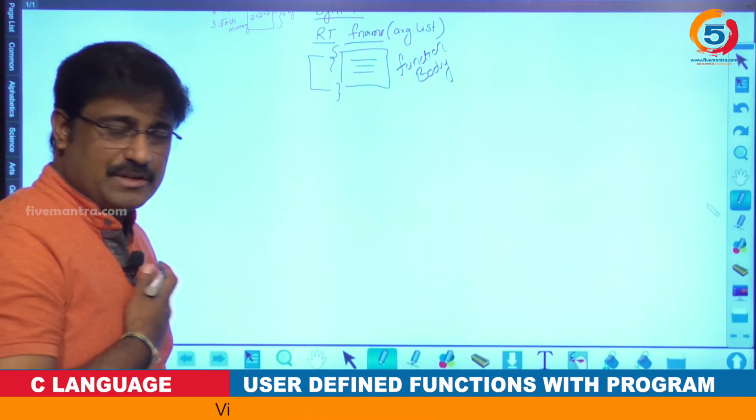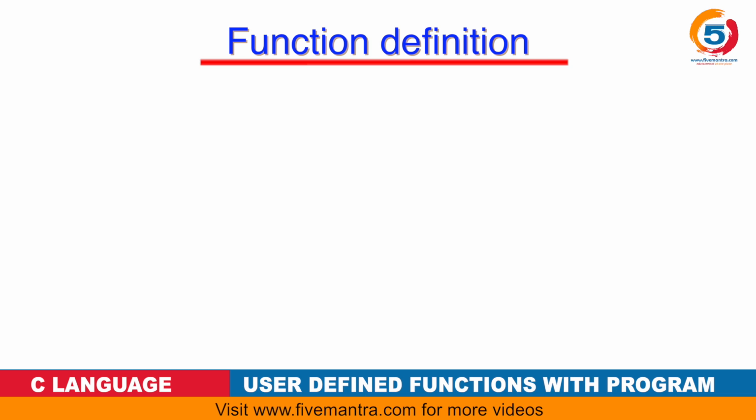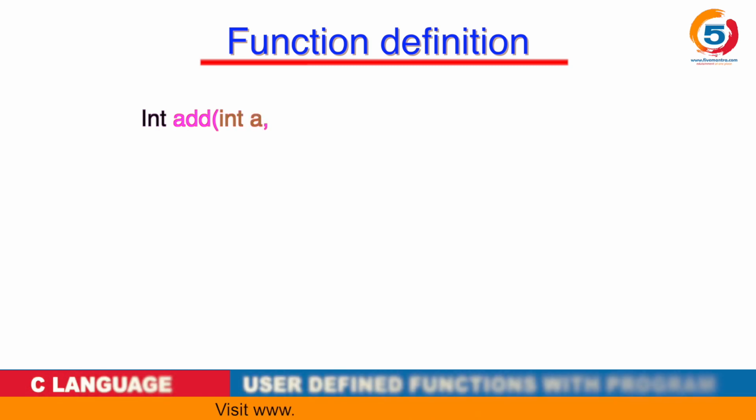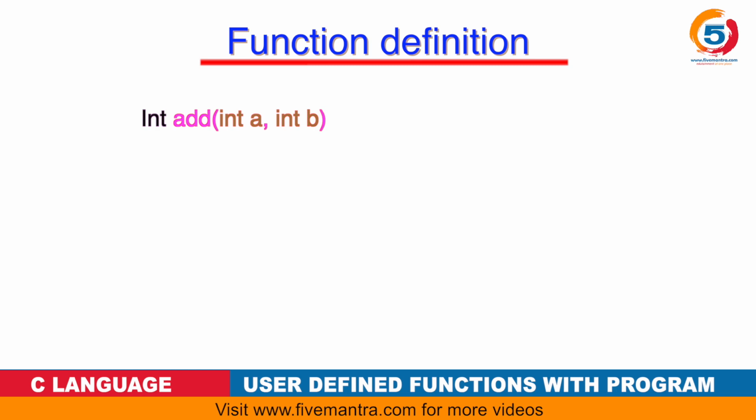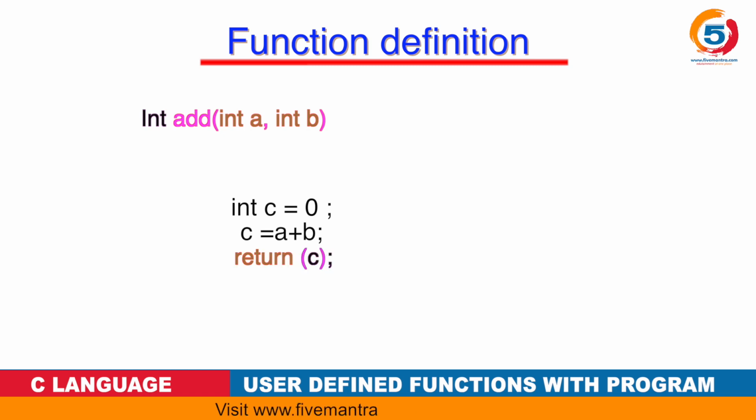Here I want to do the addition function. Now my addition function return type is integer. Next my function name is add, and here I need two integer variables. One is a, another one is b. Just assuming, here I have to provide int c equal to 0, then c equal to a plus b, then return c. This is the code we have.